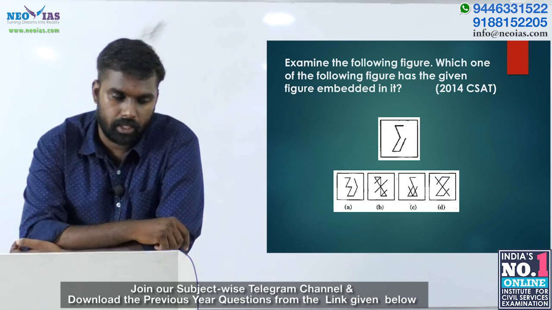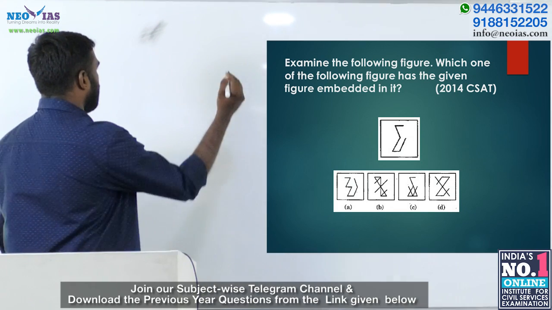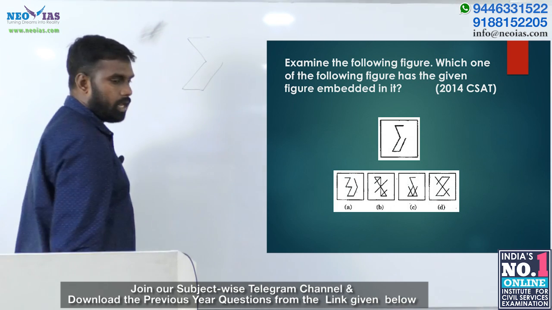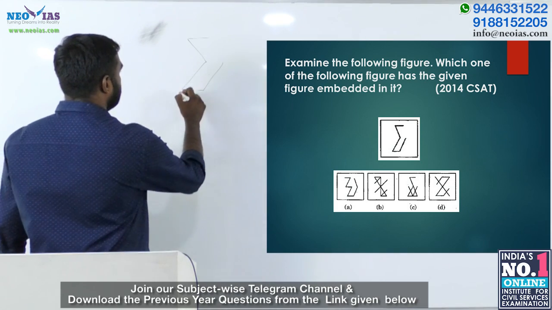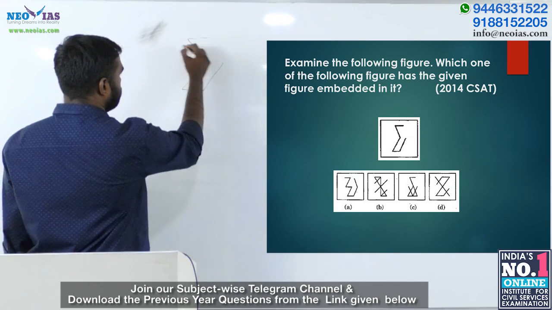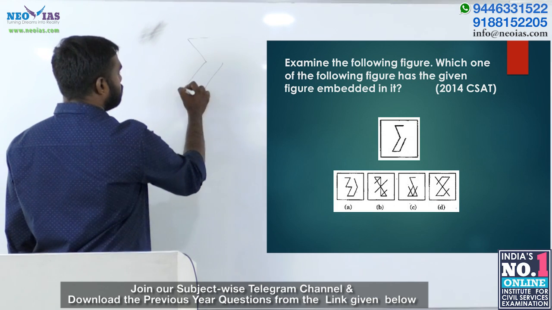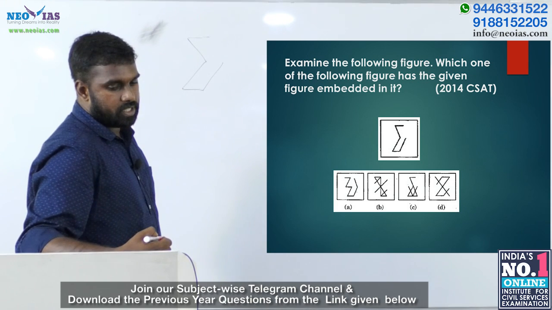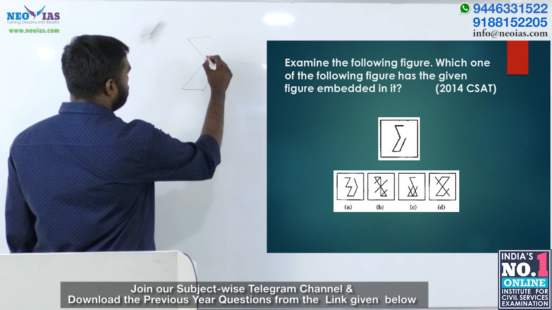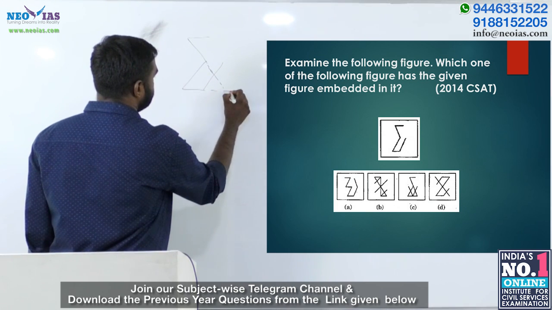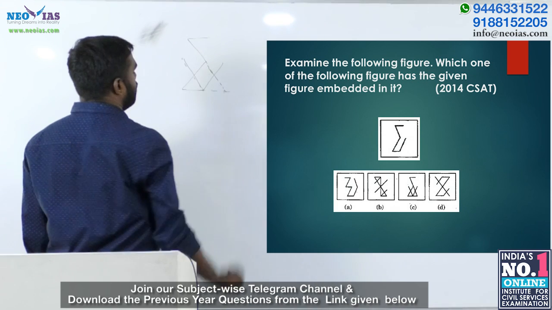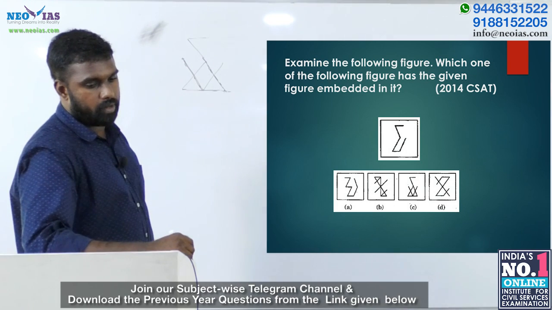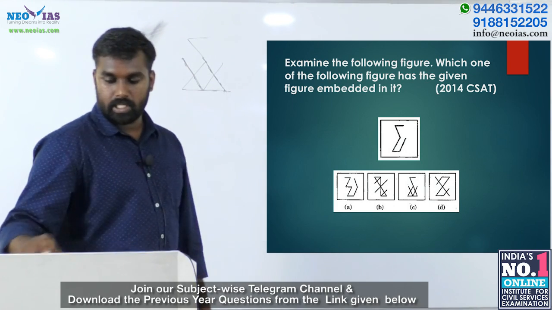Then examine the following figure. Which one of the figures is embedded? As you see, this is the given figure, right? So the curve, this portion like a Z, right? This portion is not fitting in anything else other than C. In option C, we can tell that this can be connected like this, okay. This can be connected. So this is option C, okay. So option C is the answer.